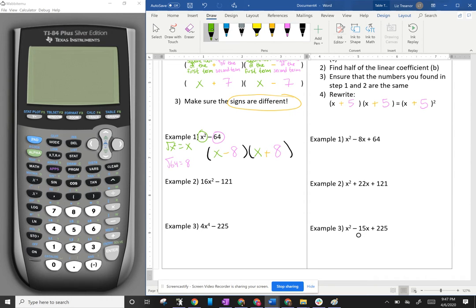Okay, same in example number 2. We have the first term, but now this term has a coefficient. That's fine because that is also a perfect square. So the square root of 16x squared, well, the square root of 16 is 4, and the square root of x squared is x. So we're going to get 4x, and the square root of 121 is 11. So same thing, two sets of parentheses. The square root of the first term is 4x. The square root of the second term is 11. We're going to switch up the signs, plus and minus.